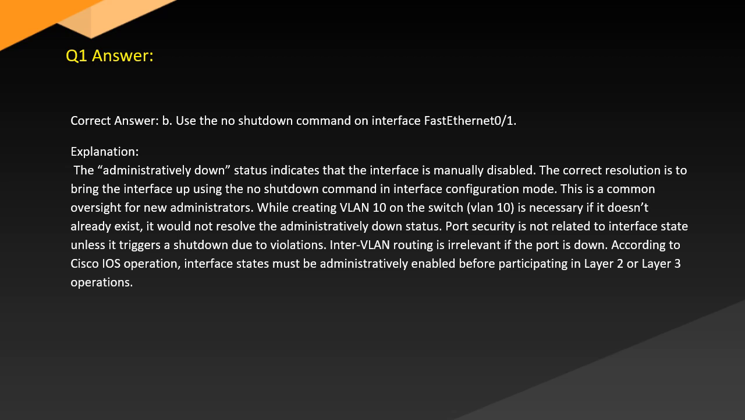While creating VLAN 10 on the switch is necessary if it doesn't already exist, it would not resolve the administratively down status. Port security is not related to interface state unless it triggers shutdown due to violations. Inter-VLAN routing is irrelevant if the port is down. According to Cisco IOS operation, interface states must be administratively enabled before participating in Layer 2 or Layer 3 operations.